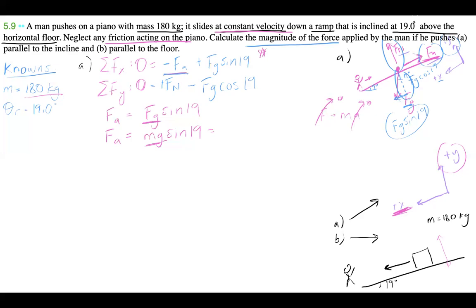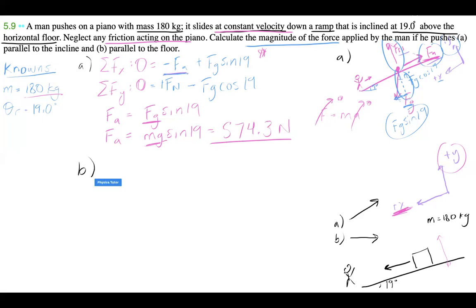So 180 times 9.8 times sine 19 is equal to 574.3 newtons, right? So that is the force that would be applied by the man if he pushes in the parallel direction, if he pushes parallel to the incline. Okay, so now B.